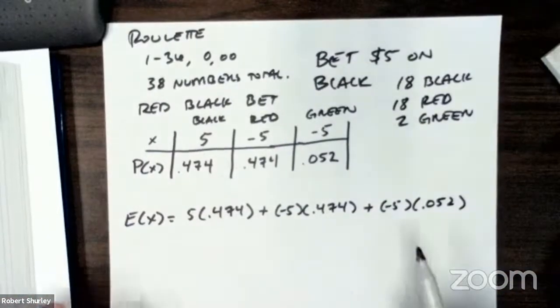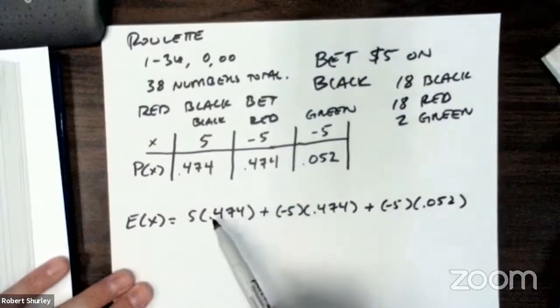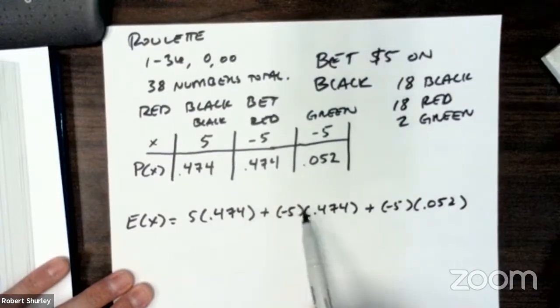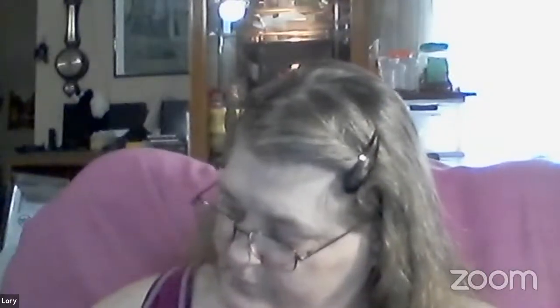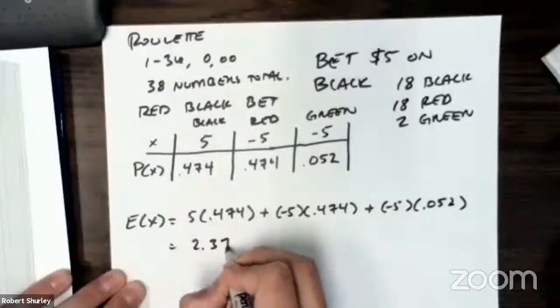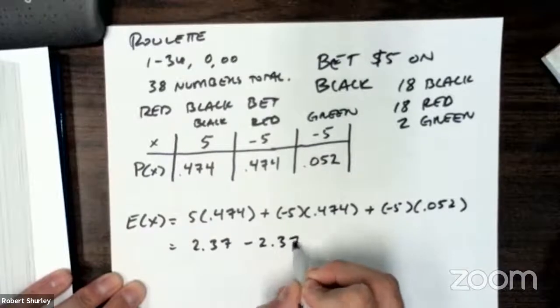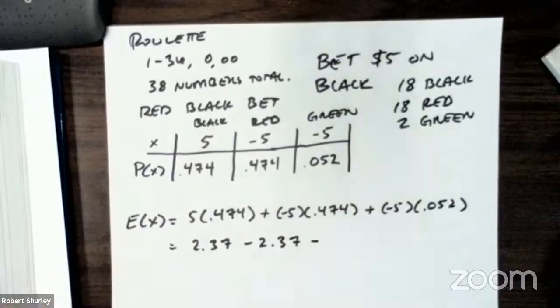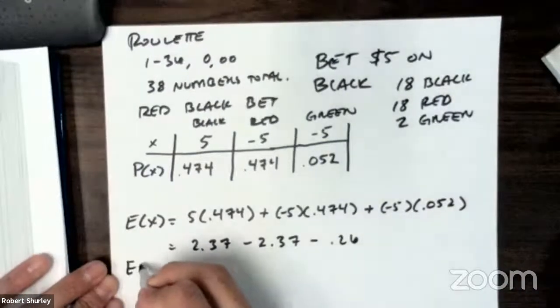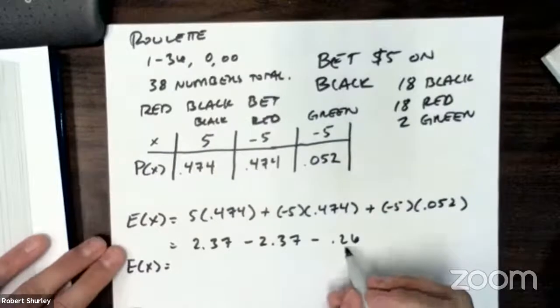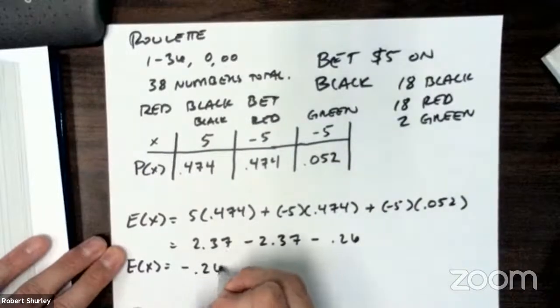So let's do that. I can do the math here pretty easily. These two are the same exact number, just opposites, so they're going to cancel each other out. So this is 2.37 minus 2.37 minus 5 times 0.052, which is 0.26. So the expected value here would be negative 0.26.